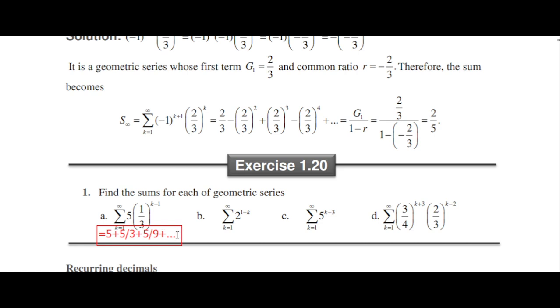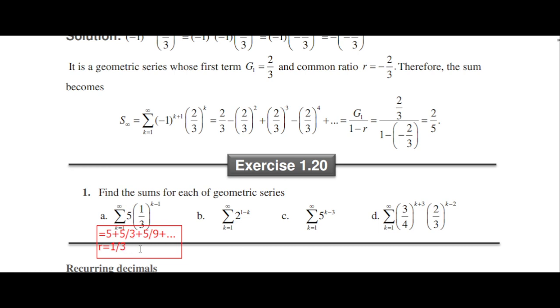Now let's compute the common ratio R. The common ratio R is 5 over 3 divided by 5, which gives 1 over 3. R is equal to 1 over 3. So from this, the first term we have is 5. In addition to this, 1 over 3 is strictly less than 1, so this is a convergent geometric series.